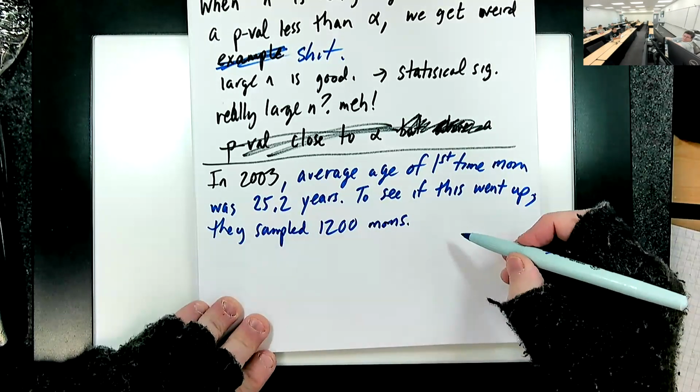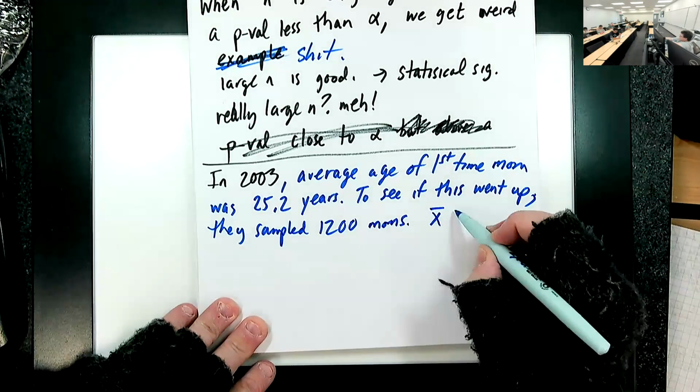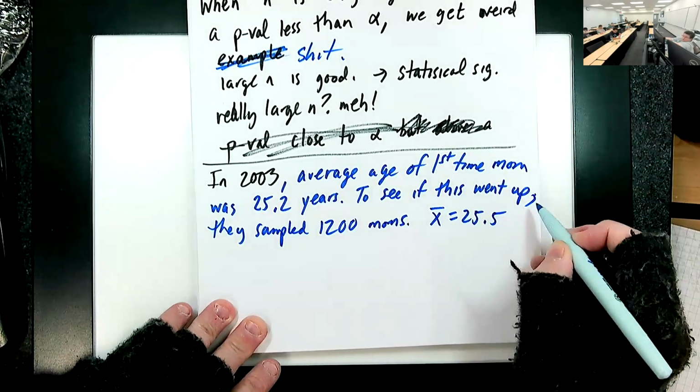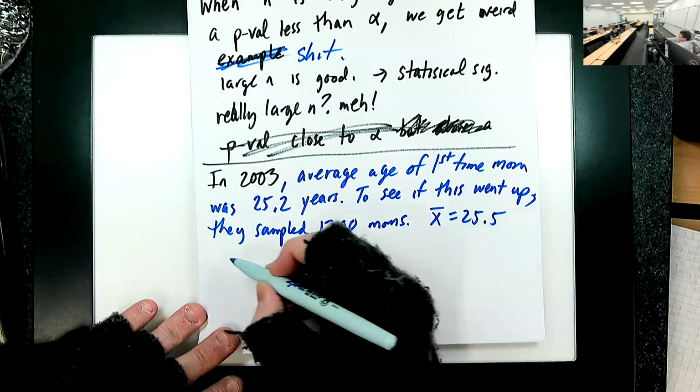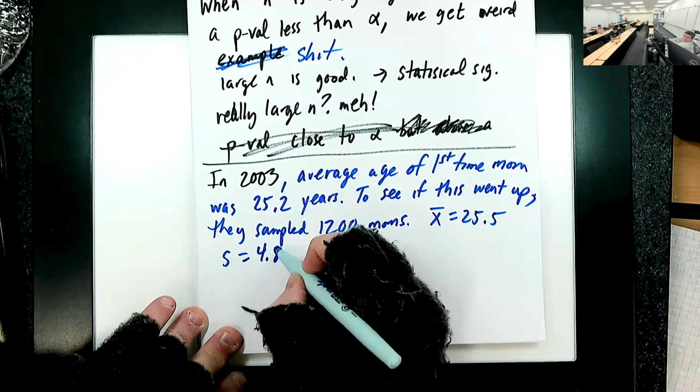And they found a sample mean, they found X bar to be 25.5 with a standard deviation of S equals 4.8.